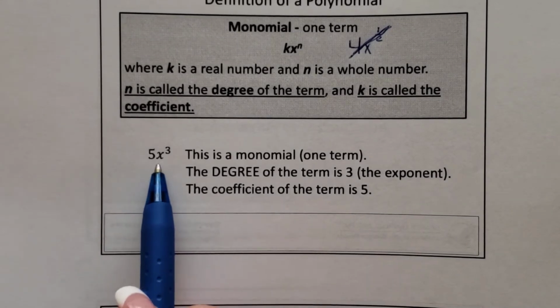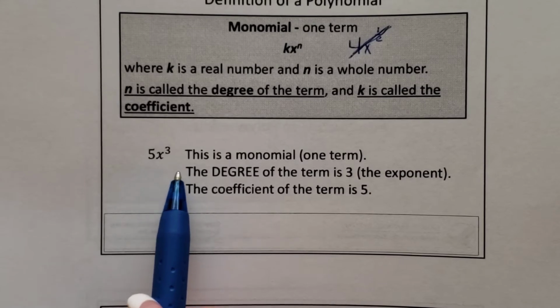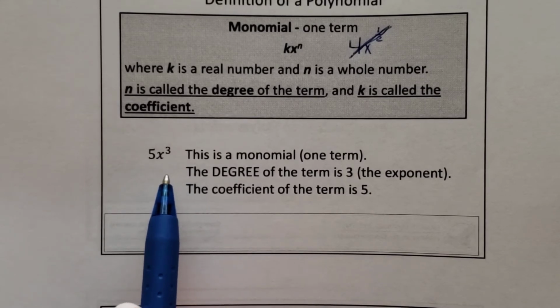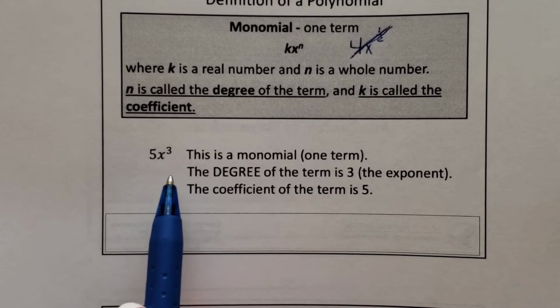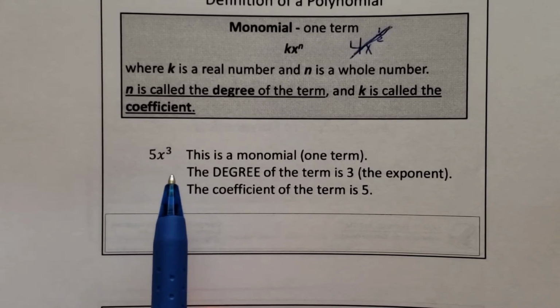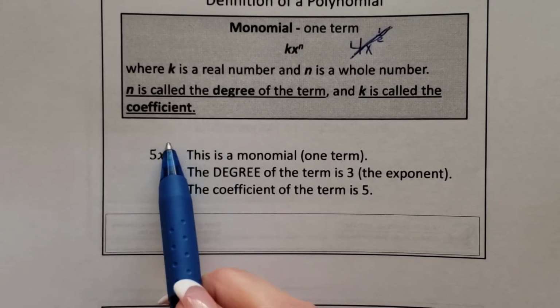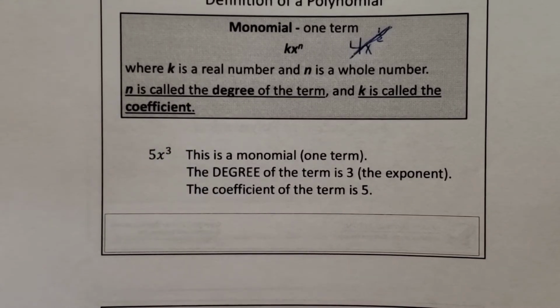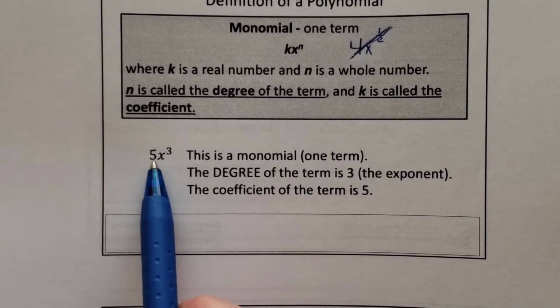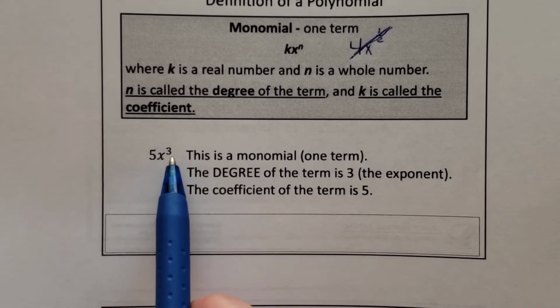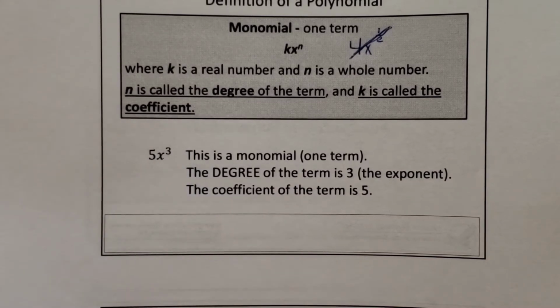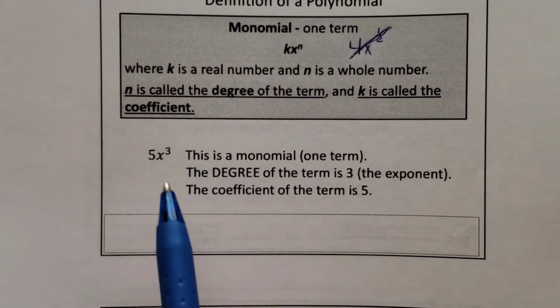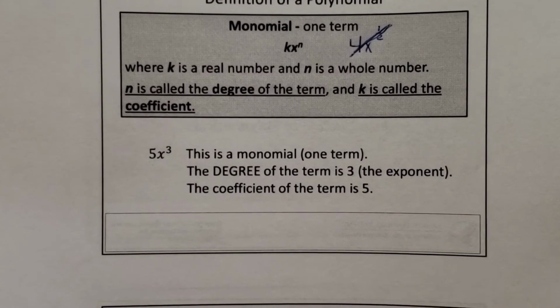For example, 5x raised to the third is a monomial. The degree of the term, so they're going to ask you the largest degree. Well, the degree of a term is 3. So when it's asking you the degree of a term, it's asking you what the exponent is. And the coefficient of this term is 5. Okay, so the degree of this term is 3 because that's what the exponent is. And the coefficient of this term is 5.